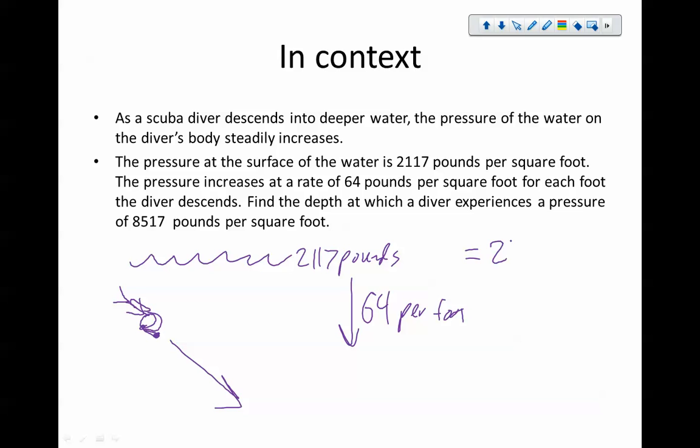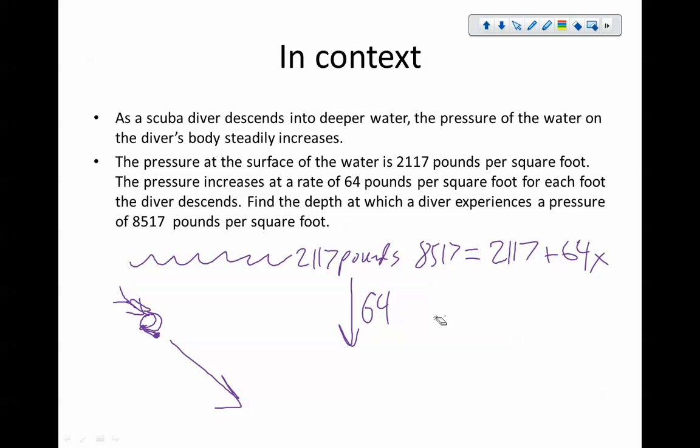It starts here at 2,117 pounds, and then we need to add on to that 64 pounds per foot. If it's every foot, that's going to be 64. But if it's 3 feet, it would be 64 times 3. Since we don't know the number of feet, we're going to represent it with x. So that's how the pressure is growing, and we're looking for the number of feet he would have to go down before it equals 8,517. So there's our equation.